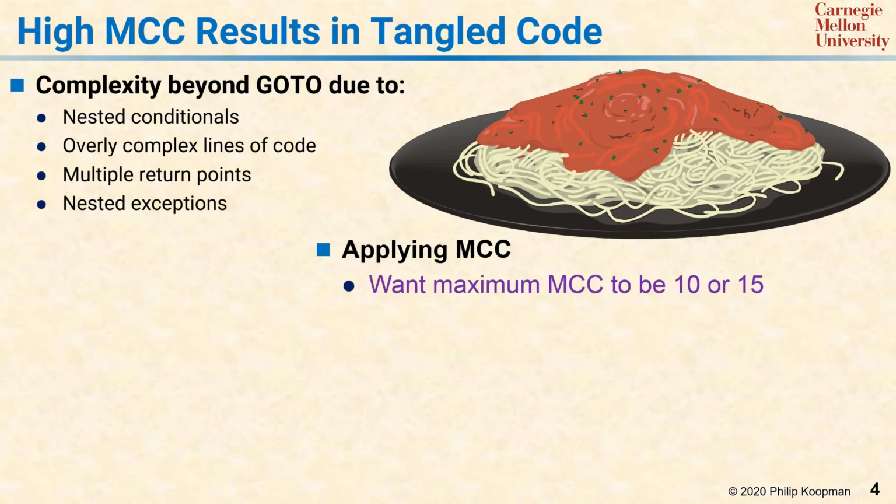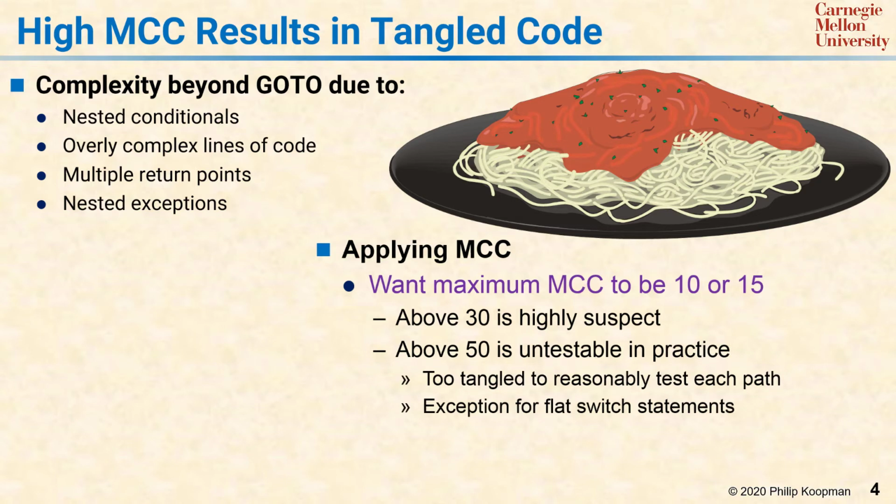Setting aside other sources of complexity, applying MCC itself generally involves setting a maximum target value. A typical target value is an MCC of 10 or 15 for any single software module. So you look at all your modules and look at the highest MCCs, and those are the ones that have complexity problems. 10 to 15 is somewhat of a soft target, but by the time you're at 30, usually that's pretty suspect. And in general, above 30, you should be thinking about how to break that software unit into multiple units to make review and testing easier and more effective.